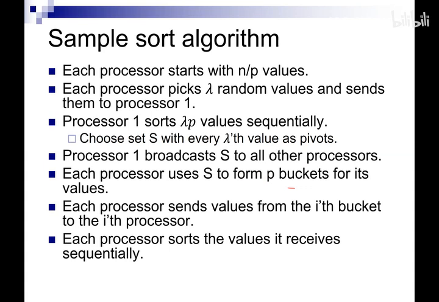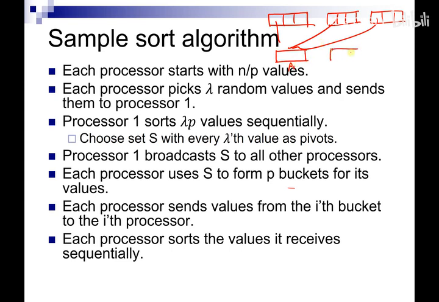Okay, so for example, if we have, let's say, 3 processors. So processor 1 has 3 buckets, right? Processor 2 has 3 buckets, okay? And processor 3 has 3 buckets, okay? So now ultimately, we want processor 1 to take the first bucket from all of these guys. So then that's going to form one big bucket for processor 1, right? Processor 2 is going to take the second bucket from all these guys. That's going to be his big bucket, right? And then same for processor 3.